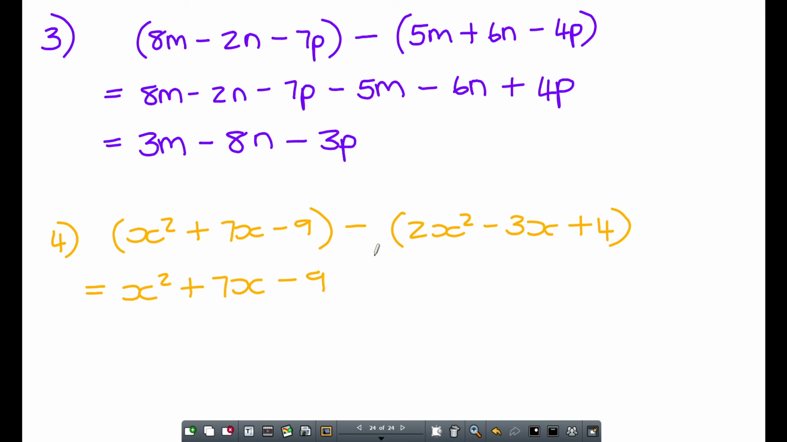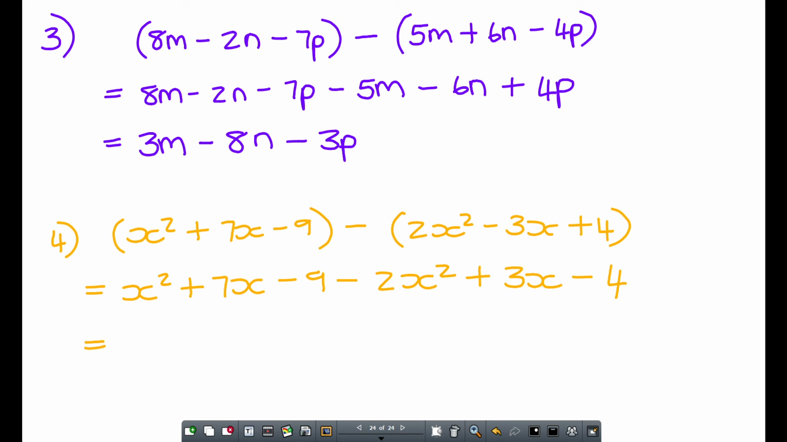Now I've got to multiply in the minus 1. So minus 1 times 2x squared is going to give me minus 2x squared. Minus 1 times minus 3x is going to give me positive 3x. And minus 1 times positive 4 is going to give me minus 4. Okay, now we look for like terms.